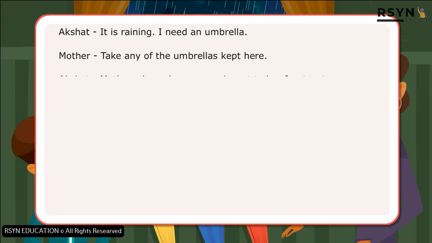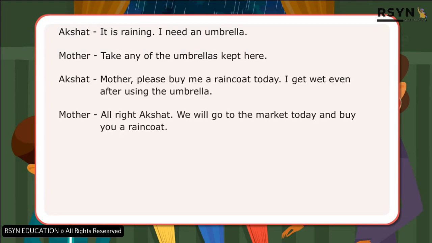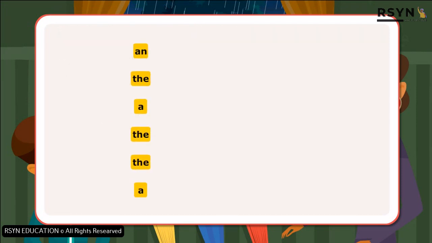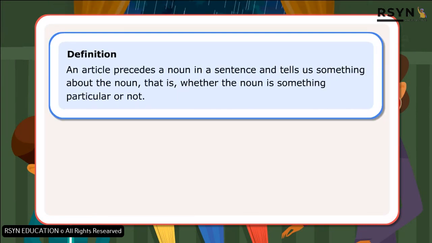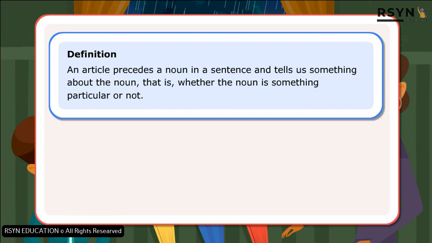In the dialogues, the boy and the mother have used words that give information about the nouns that follow and make it clear whether something general or specific is being mentioned. The words a, an, the are examples of articles. Definition. An article precedes a noun in a sentence and tells us whether the noun is something particular or not.